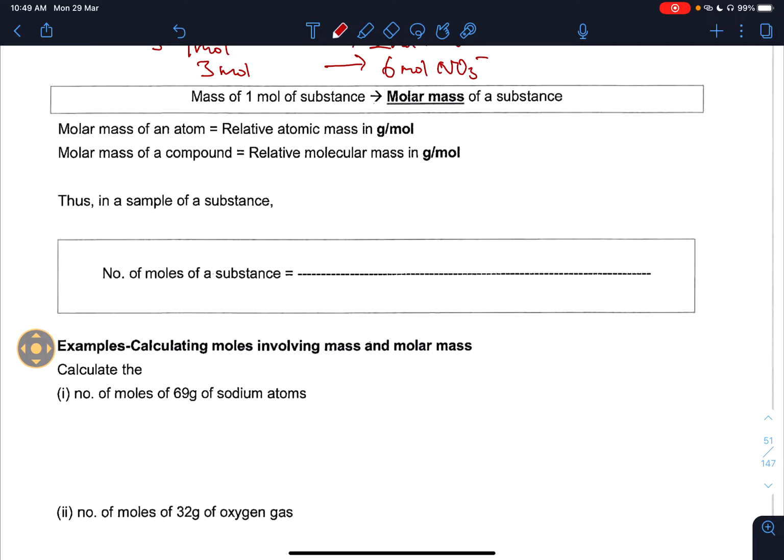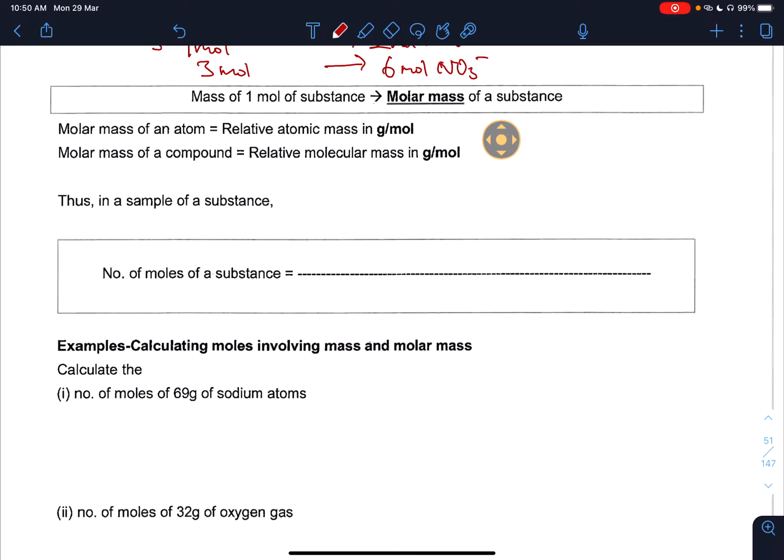Okay, hello everyone. Today we are going to learn about molar mass and how we use it to calculate. As you have read in the textbook, molar mass is actually the same as relative atomic mass and relative molecular mass, only that it actually has a unit. So we can say that molar mass is the mass per mole.